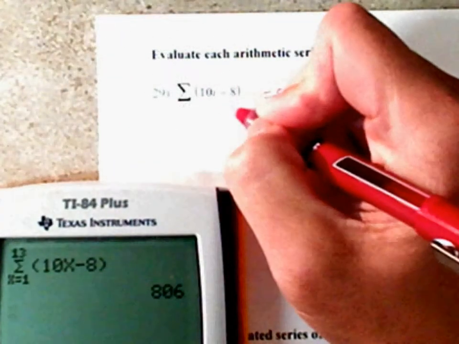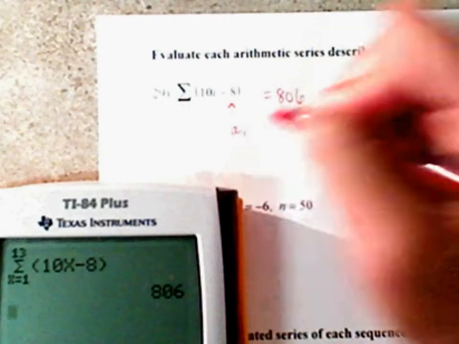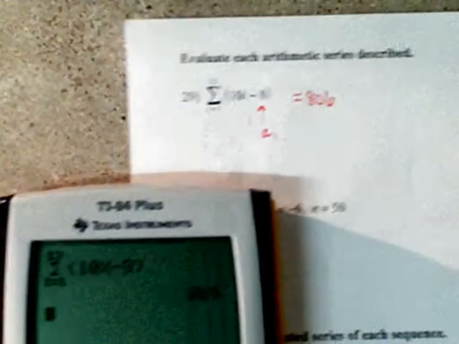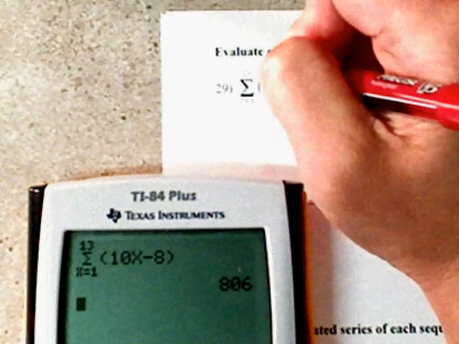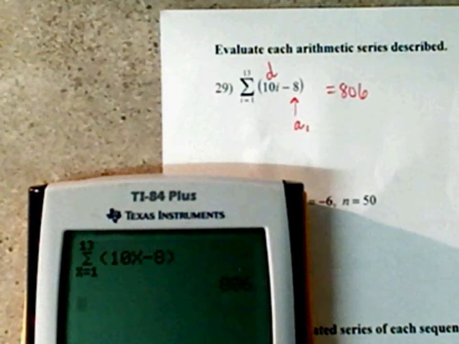You see this negative 8? That's your first term. Okay? You see this 10? It's arithmetic. This is your d, just in case you wanted to know.